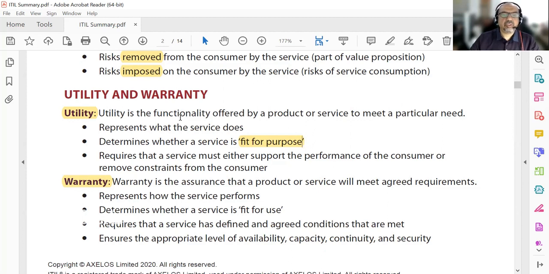What about warranty? We said utility is functionality, warranty is assurance. Warranty is the assurance that a product or service will meet agreed requirements. Where to find these agreed requirements? Service level agreements, contracts, different agreements. Who will define these requirements? The customer. So the warranty, as we mentioned, is the assurance, and this represents how the service performs. Also determines whether a service is fit for use or not.